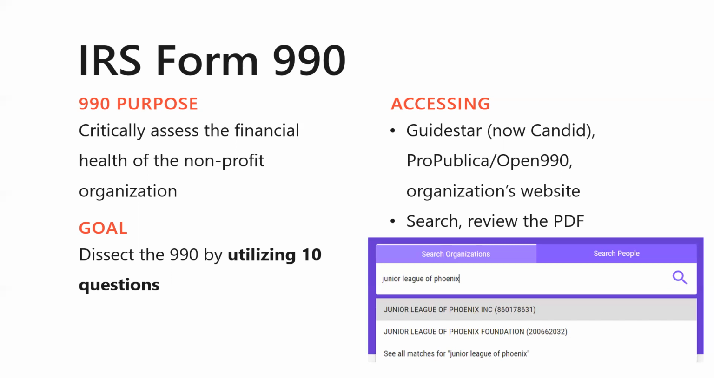You would start by finding the organization and reviewing the PDF. The PDF on Open 990/ProPublica is all the way down at the bottom. If you haven't grabbed a 990 to review today, keep scrolling all the way down under downloads. Now, our goal for tonight is to learn how to dissect this dense PDF by utilizing 10 focus questions that you can ask yourself to evaluate the nonprofit that you have selected.